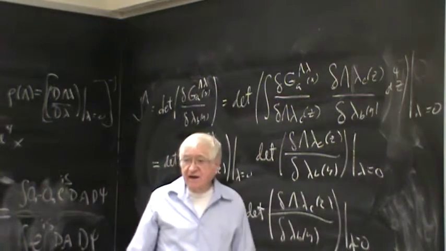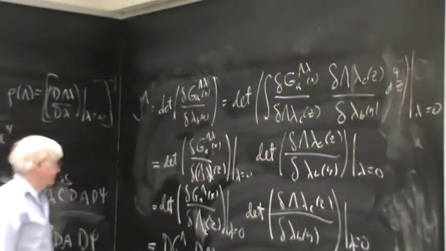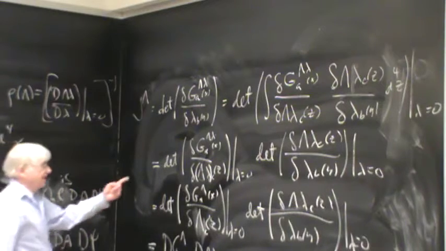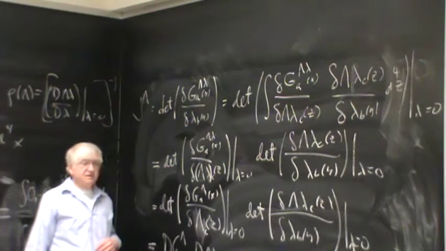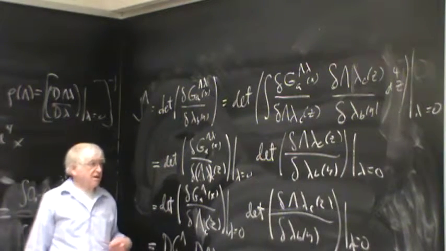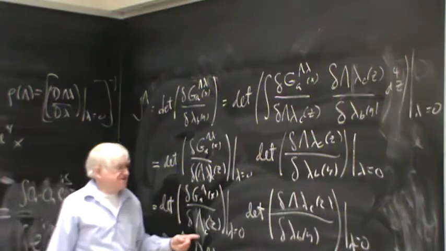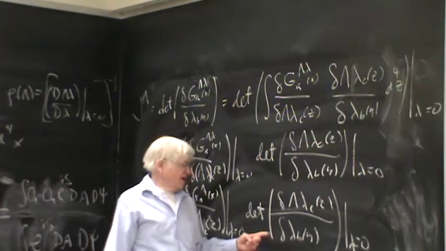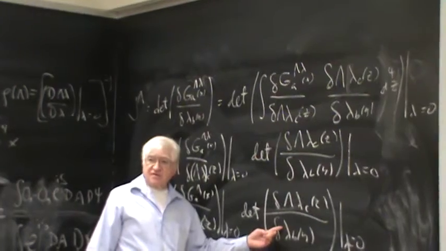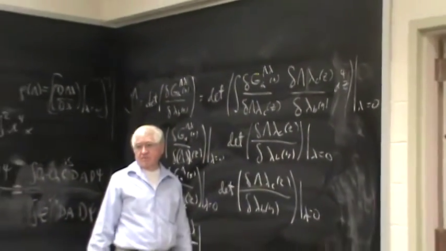And then we set lambda to 0 in the next line. Yeah, why not in the second term? Why doesn't it go to 0 in the second term? Well, we do set it equal to 0, but we first have to do the functional derivative before we set it equal to 0. Okay.